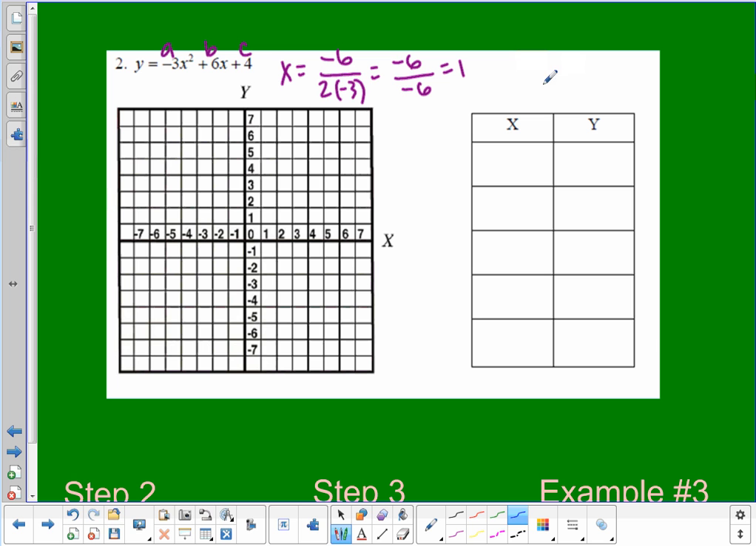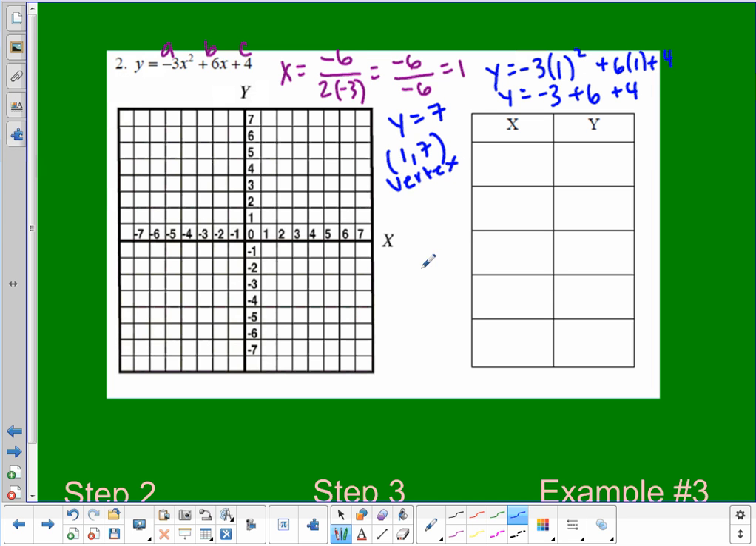Now I have to find the y value. Y is going to be -3 times 1 squared plus 6 times 1 plus 4. Well, 1 squared is just 1, so y is equal to -3, because -3 times 1 is just -3, plus 6 plus 4. Those together are 10. 10 minus 3 is 7. So I get, kind of ran out of room, y is equal to 7, which makes my vertex (1, 7). Okay, so that I know is my vertex.